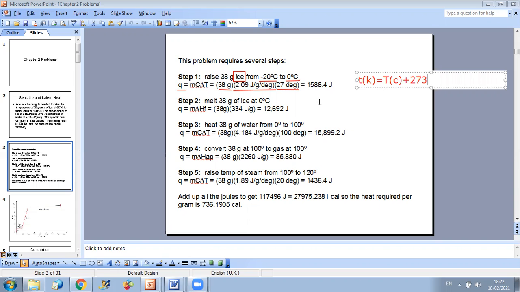So now in this way we can calculate first the heat needed to raise 38 grams of ice from minus 20 degrees to 0 degrees. Now, once we reach 0 degrees, we know that the melting temperature of ice is 0 degrees at normal conditions. So what will take place now is a change of phase. So in step 2, we'll have a change of phase.